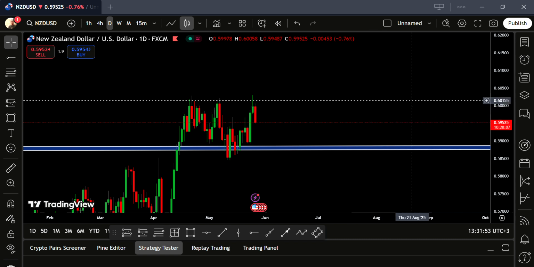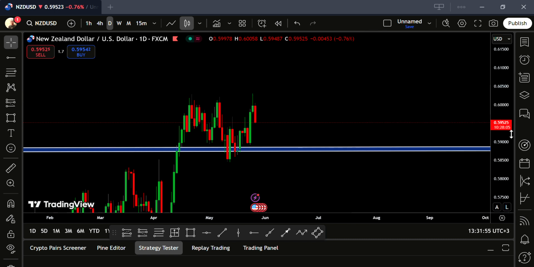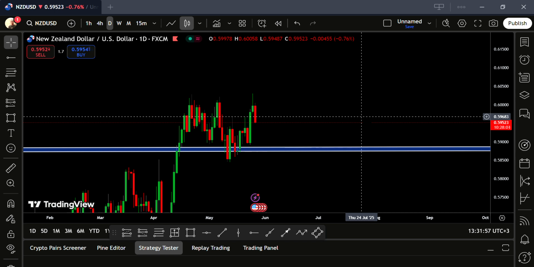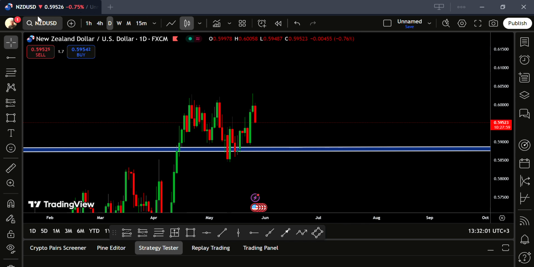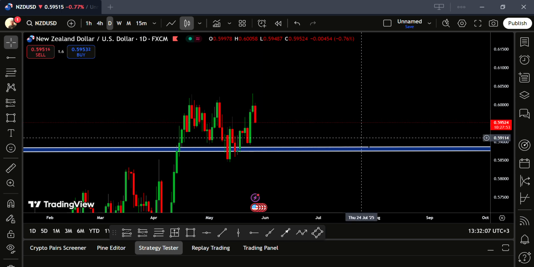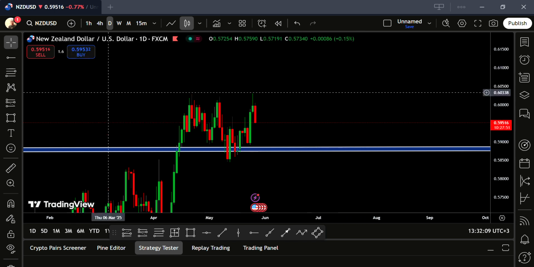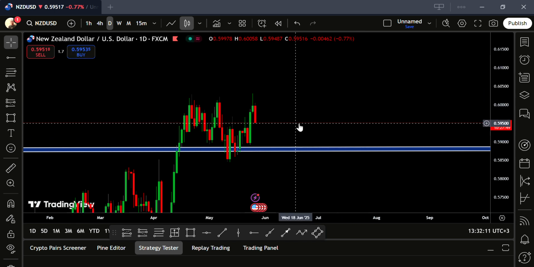Okay, so let's proceed. Now we have the daily time frame. This is NZDUSD. I like to talk about EURUSD because most of you trade EURUSD, but this is NZDUSD on the daily time frame. And what do you see? Remember what I told you when you're drawing support and resistance. What is the first thing you do? The moment you get to the chart, make sure everything is evened out.